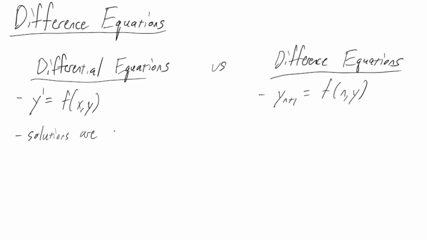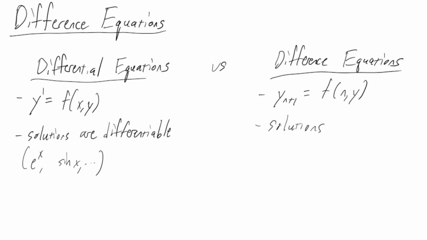And our solutions for differential equations are functions that are differentiable, so common functions like e to the x, or some other exponentials, or sine of x, or functions that you might be used to seeing in calculus. Meanwhile, our solutions in difference equations are sequences, because these are discrete, so maybe you're going to have something that looks like 1, 2, 4, 7, 9, or some random sequence.